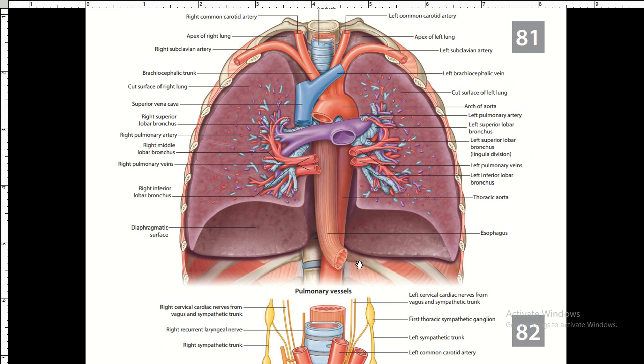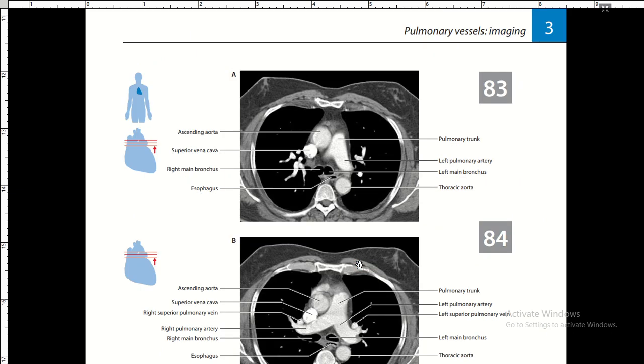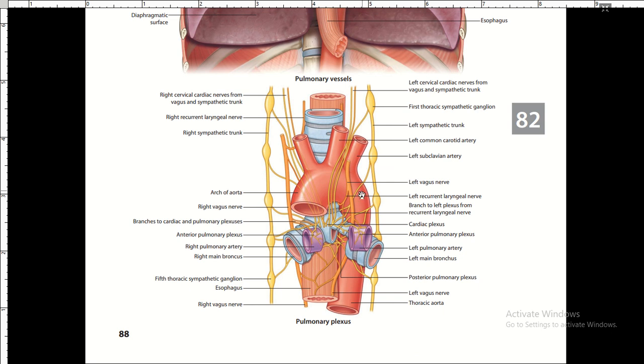So let's now take a look at the nervous supply of the esophagus. We have what is called the esophageal plexus. The sympathetic portion will come from the upper four thoracic sympathetic trunk, together with the splanchnic nerve, that will supply the sympathetic innervation of the esophagus. As for the parasympathetic innervation, depending on the part of the esophagus, the cervical part is going to be innervated by the left recurrent laryngeal nerve.